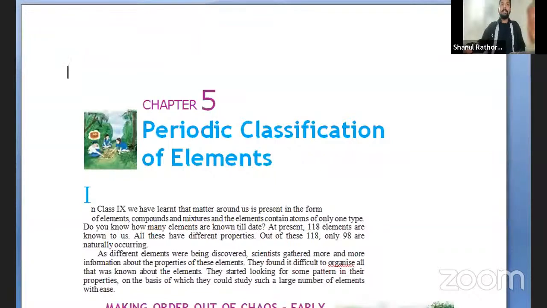So again, we are going to talk about chapter number 5 in our NCERT book, the periodic classification of elements. In the last session, we discussed some important points regarding this chapter. Today we are going to discuss the periodic table and understand how it is made and how many things we can understand from this table to enhance our knowledge, right? So let's start.